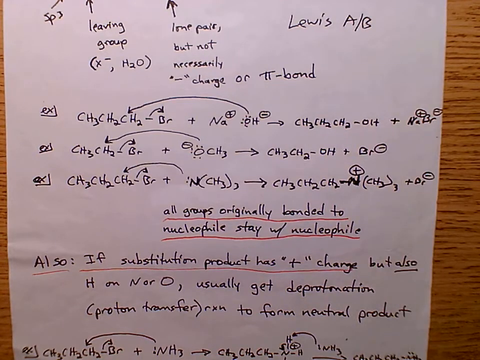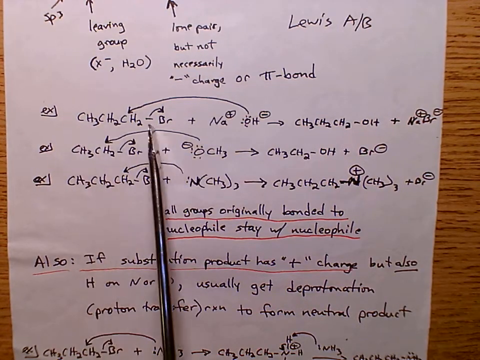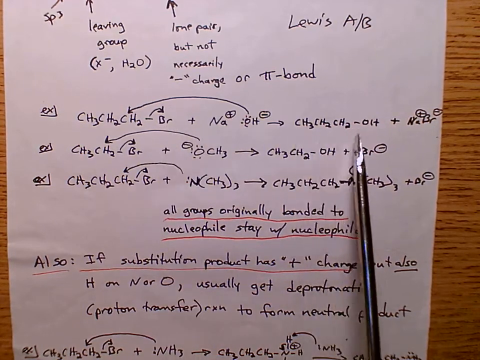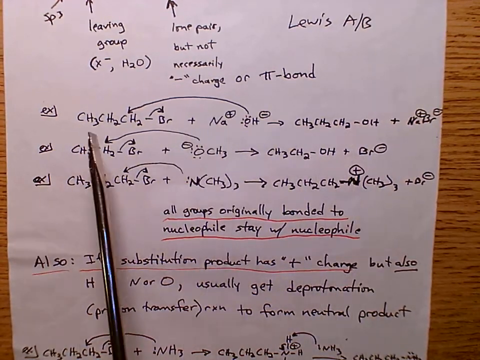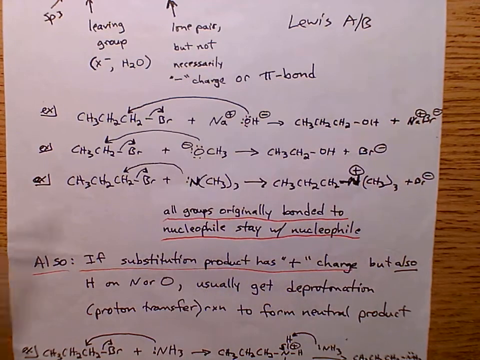But note what we have done in this substitution reaction. We started with an alkyl halide, we end with an alcohol. So this substitution, one thing it can do is convert alkyl halides into alcohols.